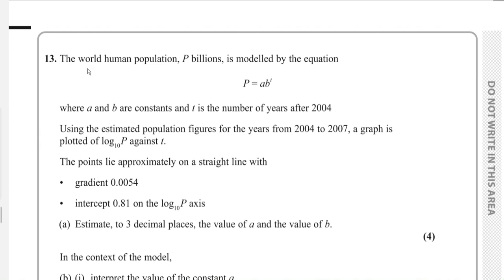Question number 13. The world human population, p billions, is modelled by the equation p equals a b to the t, where a and b are constants and t is the number of years after 2004. Using the estimated population figures for the years from 2004 to 2007, a graph is plotted of log base 10 of p against t. The points lie approximately on a straight line, with the gradient 0.0045, the intercept 0.81 on the log base 10 p-axis. Part A. Estimate to 3 decimal places the value of a and the value of b.